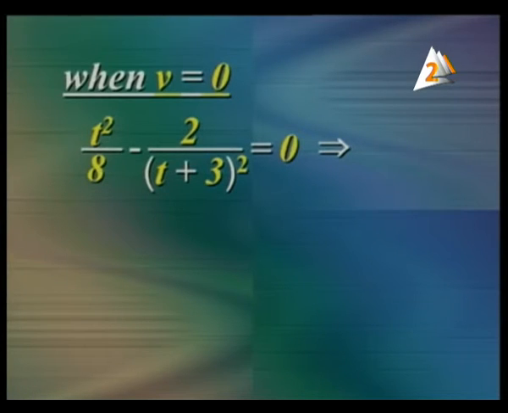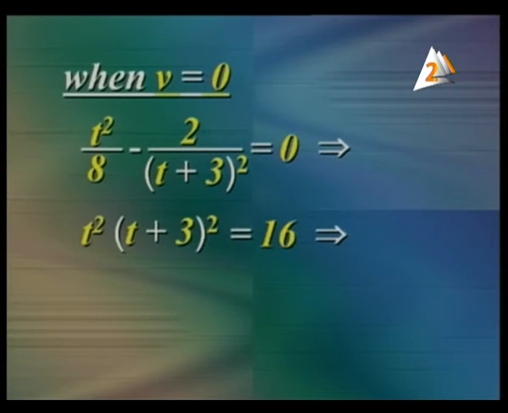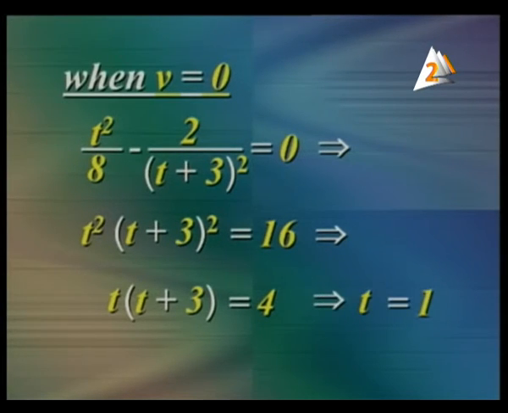When v equals 0, therefore t squared over 8 minus 2 all over t plus 3 all squared equals 0. Then t squared times t plus 3 all squared equals 16. Therefore, t times t plus 3 equals 4. Then t equals 1 second.